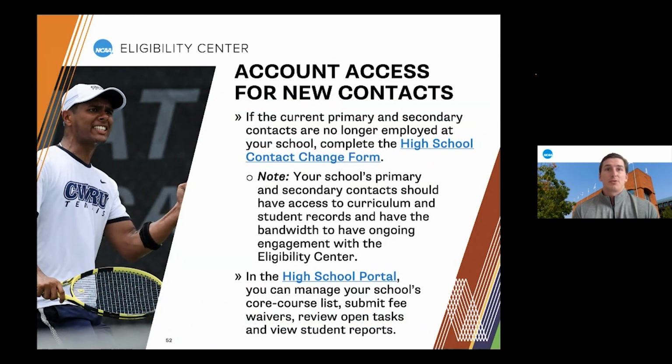This is the general resources page. You first need to update yourself to the primary or secondary contact. If you're wondering if you should be your school's primary or secondary contact, just note that a school's primary and secondary contact should have access to curriculum, information of courses offered at your school, and access to students' records for the purposes of submitting those transcripts to the Eligibility Center. They should also have the bandwidth for ongoing engagement with the Eligibility Center to get information into us to help support those athletes.